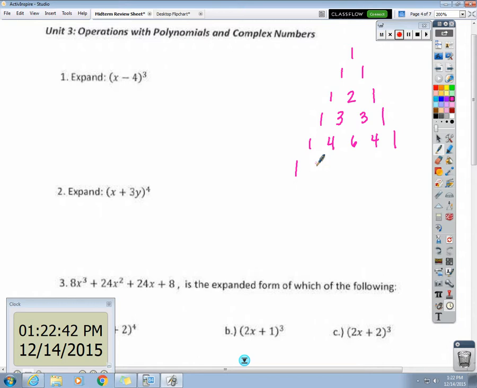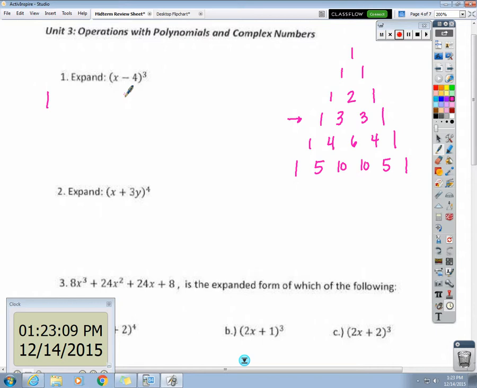1, 5. Right. So I'm pretty confident you can create that triangle yourself. Now, once you've created the triangle, you can use it. Since we're dealing with a binomial that's cubed, which row of the triangle do we look at? Correct. The first one that has a 3 in it.